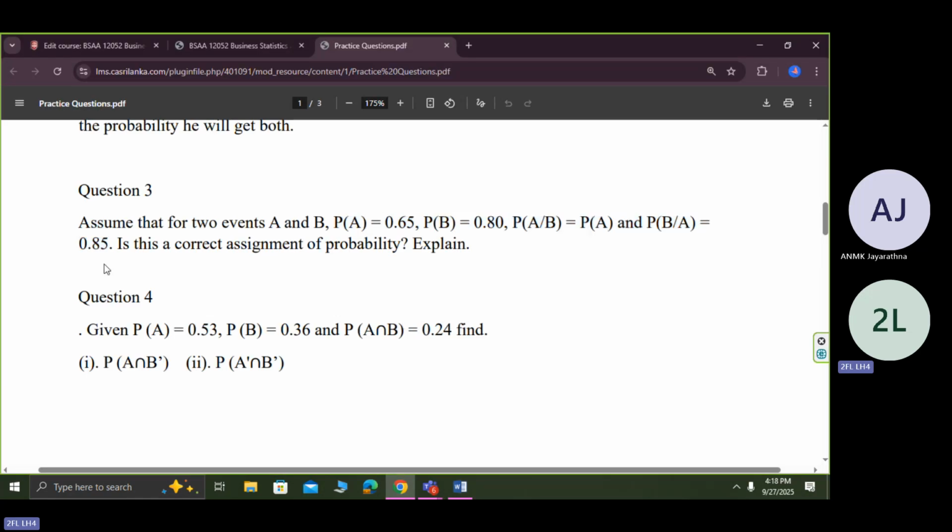The question asks whether this is a correct assignment of the probability, and to explain. Are the assignments correct or not? Initially the question gives the probability of A and B. Using these two, are the assignments correct or not?